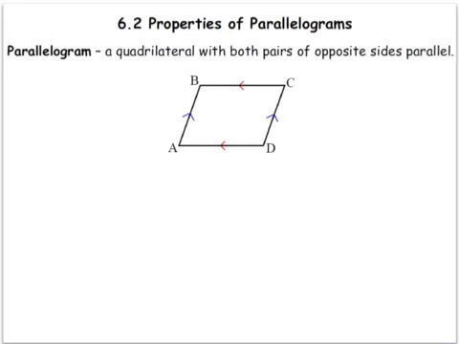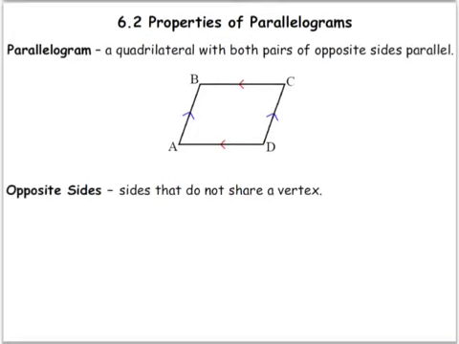A parallelogram is a quadrilateral with both pairs of opposite sides parallel. So very self-explanatory. So let's look at another definition. Here are a couple of definitions that we will be using in the theorems. So just so we're on the same page, let's take a look at these.